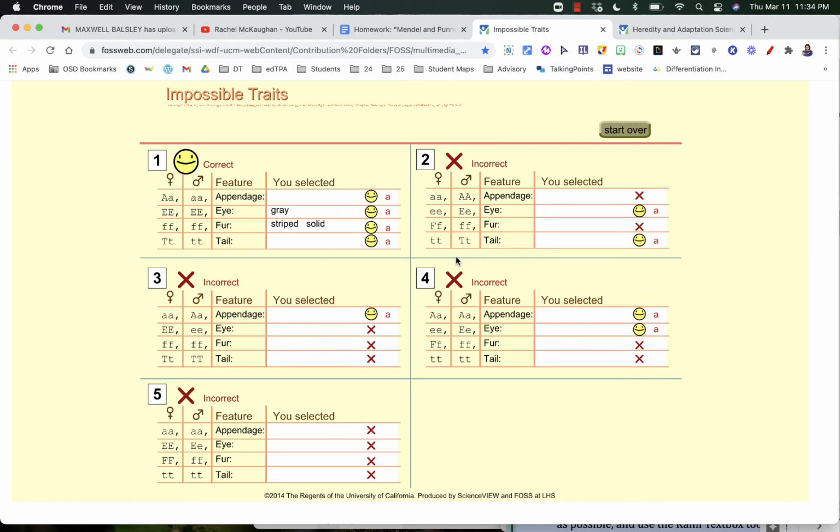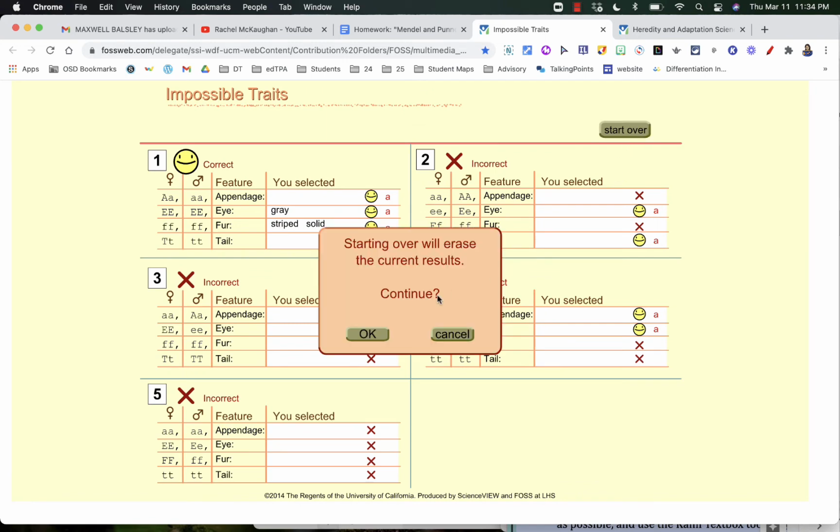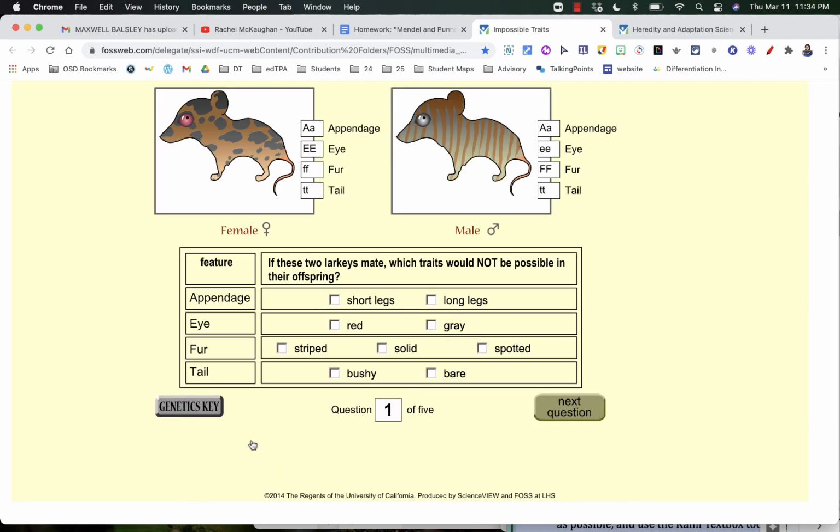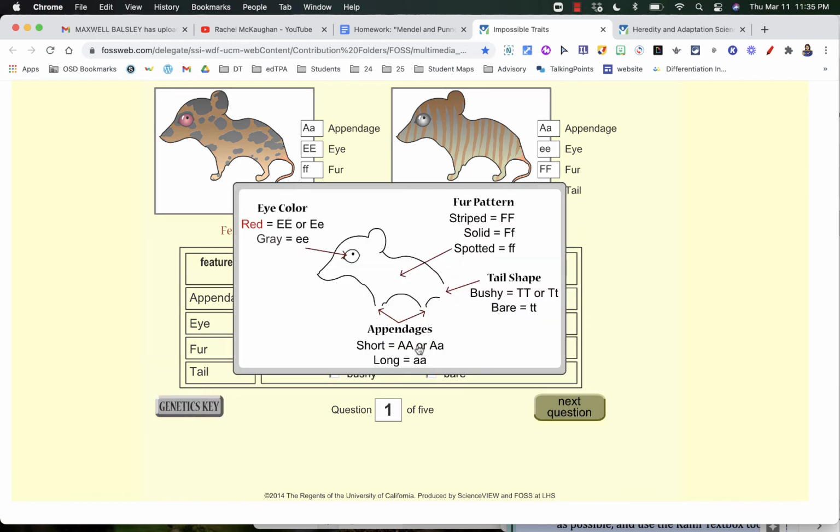Oh man, that's no good. Start over? Yes. Let's do quiz mode. Okay, so let's look at these genotypes here. We're looking to see if they can get short or long legs. Is it impossible for any of this stuff?